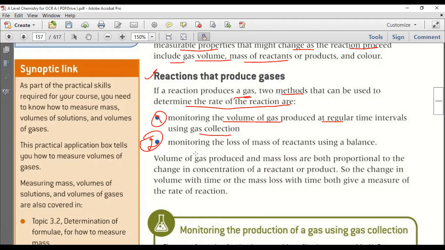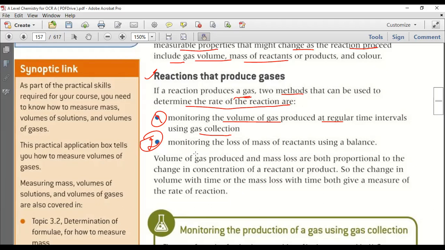The first one is we can monitor the volume of gas produced at regular intervals. So after every 5 seconds or every 10 seconds, we can collect what amount of gas is produced. If the amount of gas after some time is decreasing, it means the reaction is going towards completion. Suppose in the first 10 seconds, we got 10 cm³ of gas. After 10 seconds, we get 8. After 10 seconds, we get 6. After 10 seconds, we get 3. Or after 10 seconds, we are not getting any gas. So it means the reaction is finished.